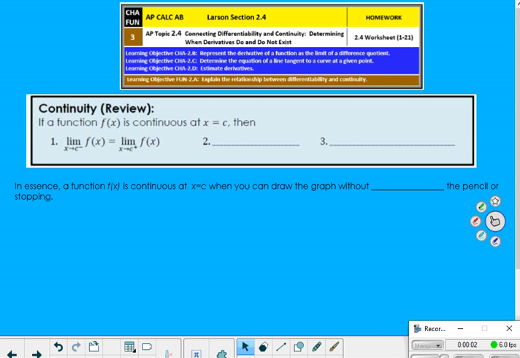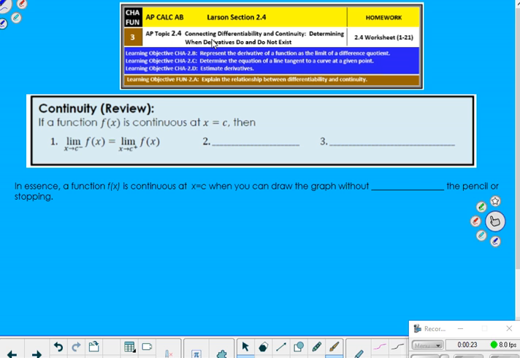Welcome to lesson 2.4. This one is looking at continuity, and then we get into this word of differentiability. Is a function differentiable? Can we find the derivative? So that's the topic. Let's get into it.